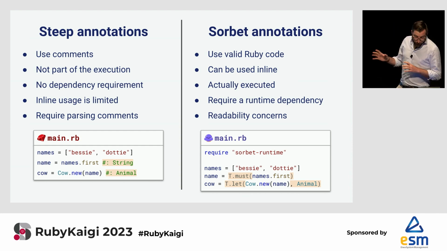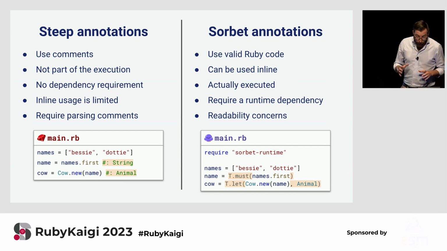On the Sorbet side, the annotations we use in the code are actually Ruby code.